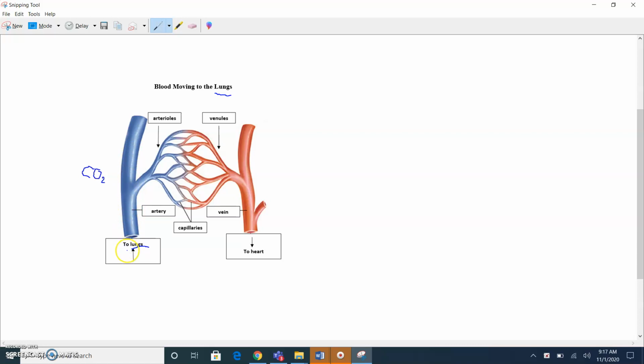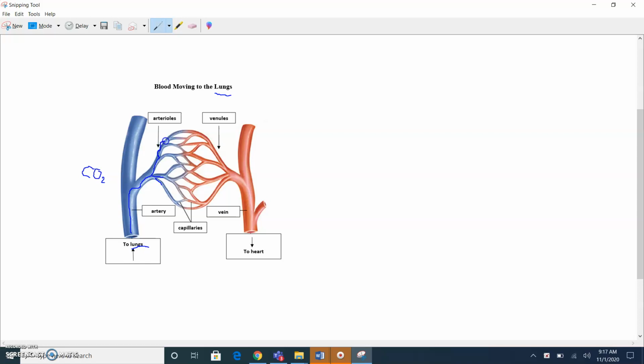Now what happens is, as blood is going to the lungs, it travels carrying carbon dioxide. It goes through the arteries, it passes into the arterioles, which branch out kind of like trees, and then we get into smaller blood vessels known as capillaries. And this is where gas exchange really occurs, and that is because these blood vessels are very, very small, and the walls of them are very, very thin. And if the walls are thin, that allows the carbon dioxide in the blood to escape.